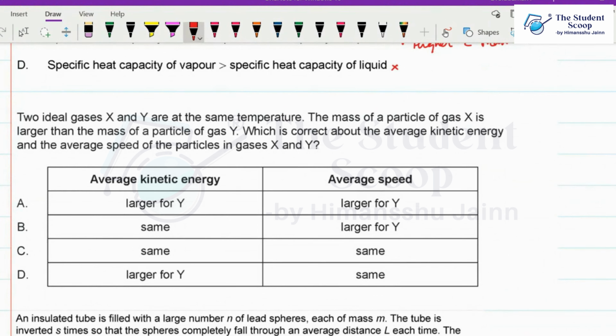Two ideal gases X and Y are at the same temperature. The mass of a particle of gas X is larger than the mass of a particle of gas Y. What is correct about the average kinetic energy and the average speed? Remember the relationship for average kinetic energy: it depends only on 3/2 kBT. So if the temperature is the same for both gases, the average kinetic energy will be the same. So it is either B or C. For average speed, we have the relationship that speed is equal to the square root of 3kBT over m. The temperature is the same, but the mass is different. The mass of X is larger, so the speed of X will be lower. So the speed of Y is larger. So B is the correct option.